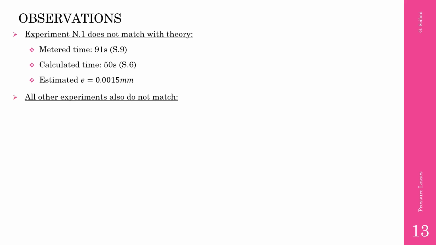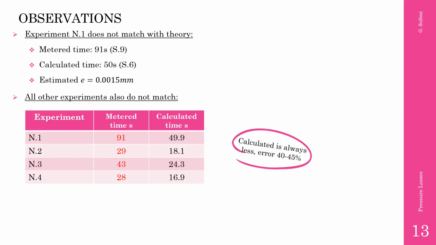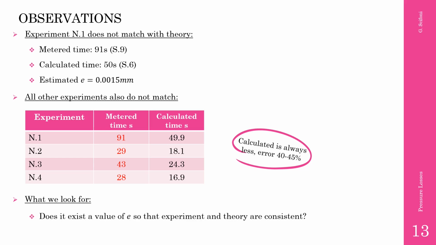The bad news is that all other experimental values are also not matching, the calculated times always being less by a deviation of 40–45%. What we are looking for is whether there exists a value of the roughness E so that experiment and theory are consistent, and we ask if this value of E is reasonable.